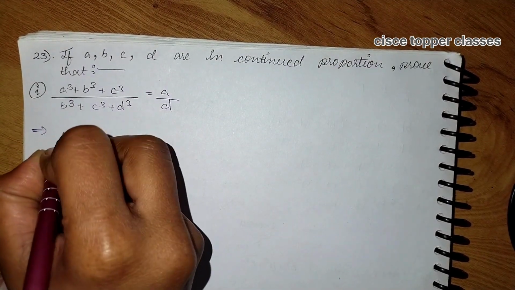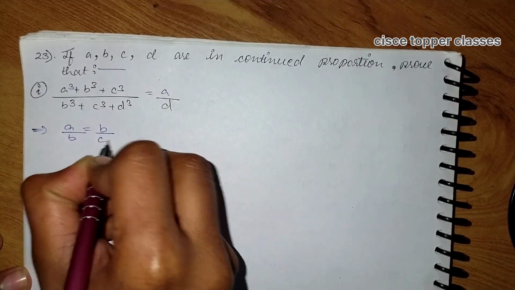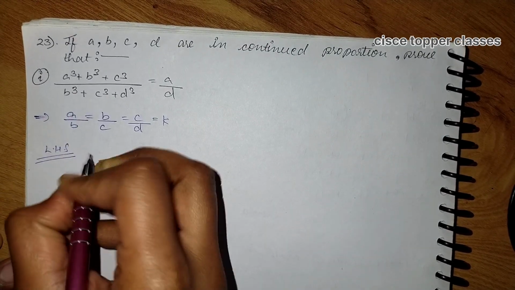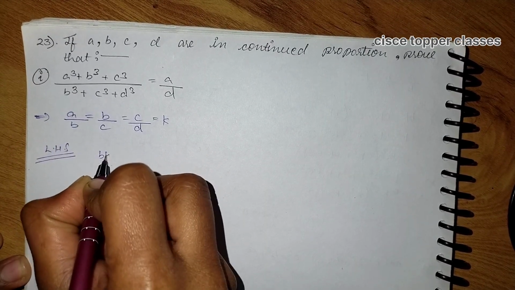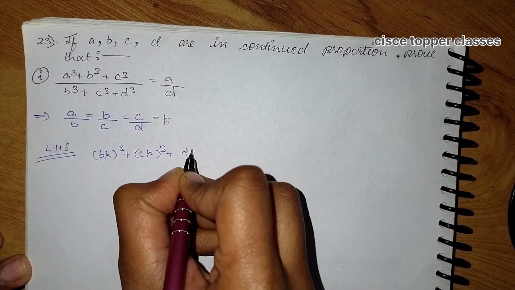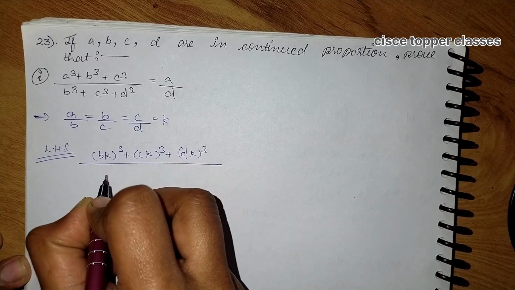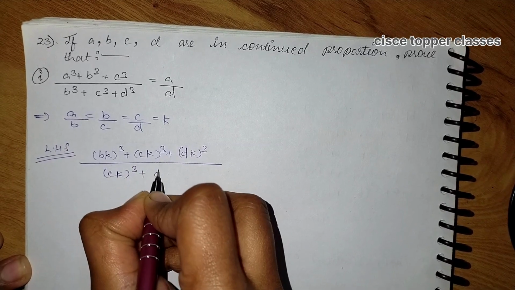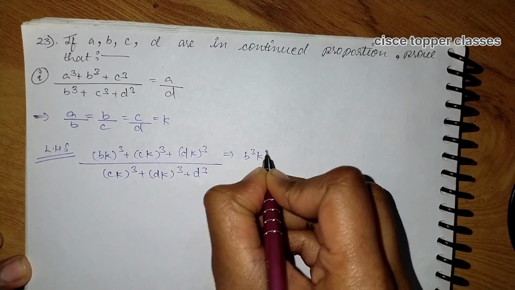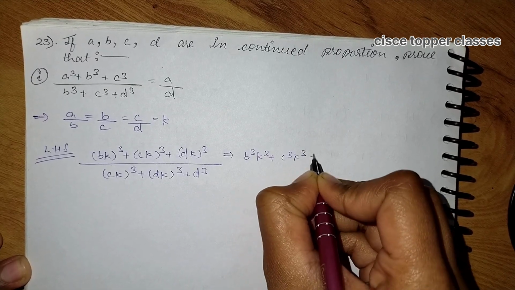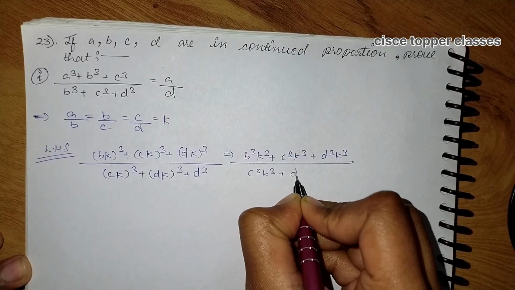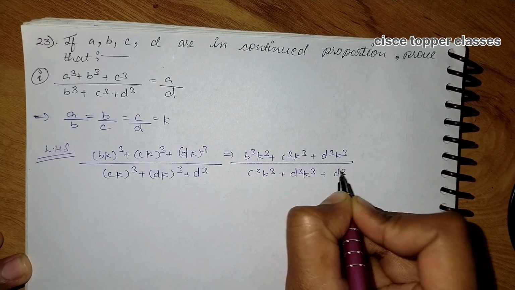If A, B, C, D are in continued proportion, so A by B equal to B by C equal to C by D is equal to K. So we will solve the left hand side here. It will become A cube will become (BK) whole cube plus B cube will become (CK) whole cube plus C cube will become (DK) whole cube, divided by B cube will become (CK) whole cube plus (DK) whole cube plus D cube. So that will become B cube K cube plus C cube K cube plus D cube K cube divided by C cube K cube plus D cube K cube plus D cube.